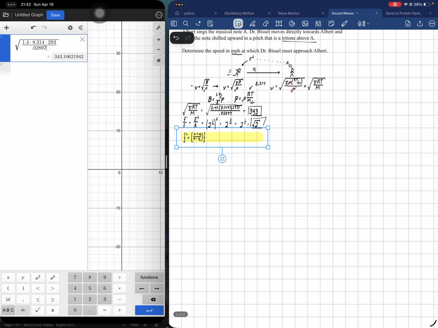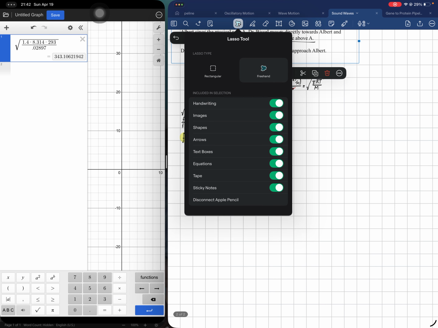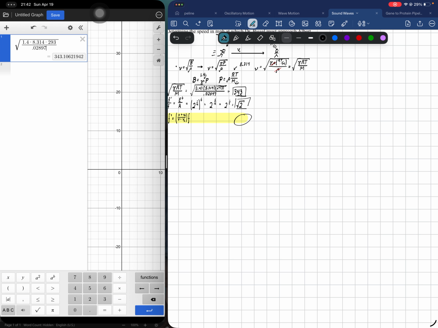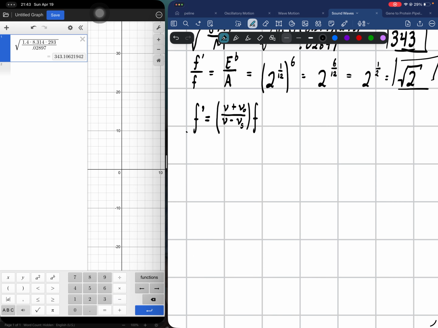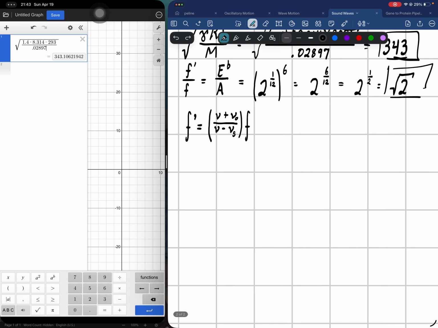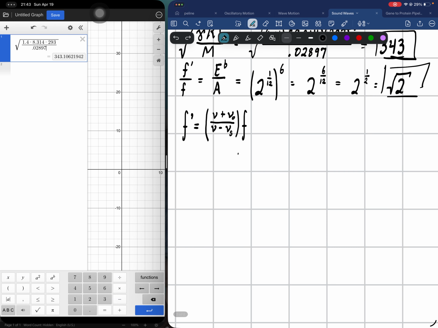This is the general Doppler's equation. What is this saying? This is essentially saying that this is the frequency that Dr. Bissell is hearing. This is the frequency that Albert is singing. This is the speed of the source. This is the speed of Dr. Bissell. And this is going to be the speed of sound. Albert is stationary, so this is going to be 0.